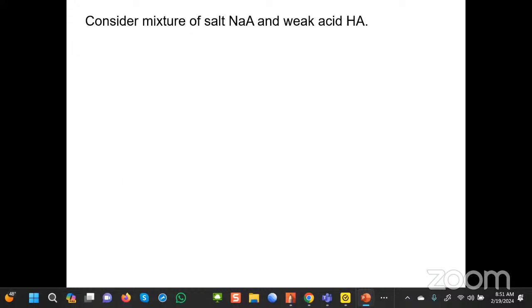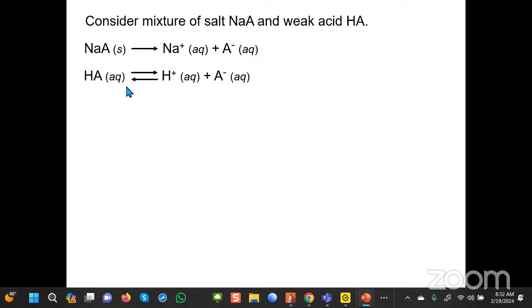Okay, so let's consider a mixture, similar to what we just looked at. We have a salt, NaA, and the weak acid of that salt, which in the example we saw before would be acetic acid. As we said before, the salt would undergo complete dissociation, as you can see here, and the weak acid will undergo partial dissociation, right? So we're going to look at some quantitative aspects.